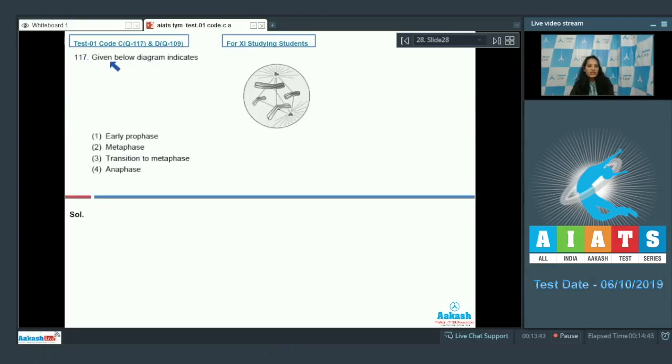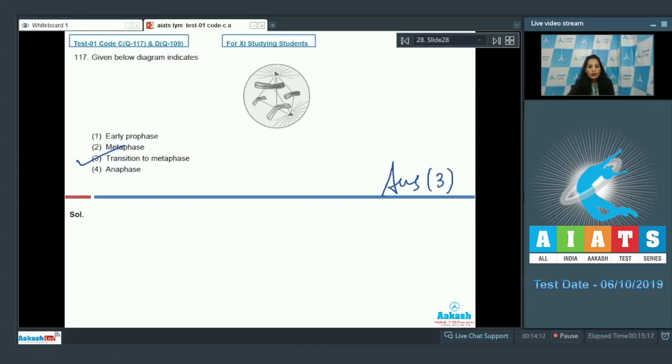Question number 117. The given diagram indicates early prophase? No. Metaphase? No, because at metaphase there is alignment of the chromosomes at the equator. Anaphase? No. It is the transition to the metaphase, meaning the chromosomes are about to align. They are coming into the metaphase. So the correct option for the given question is option number 3.